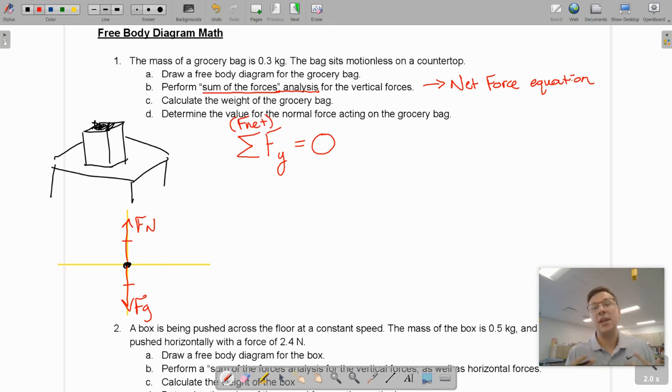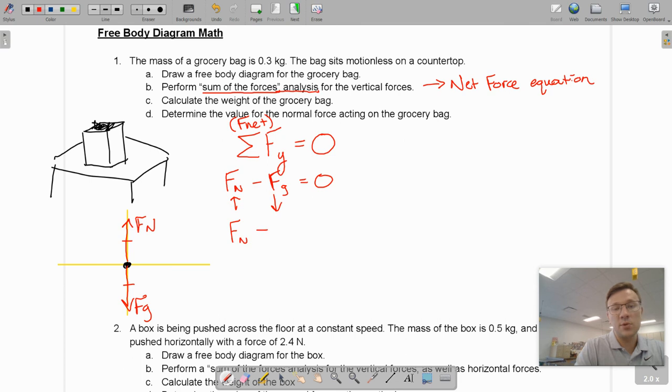Now, I want to add in the forces in play here. So the normal force, which is pointed up, minus the weight of the bag, which is pointed down, must be equal to 0. And then if we add Fg to both sides, we can see that the normal force must be equal to the weight of the bag, which you knew, but this is mathematically proving it.